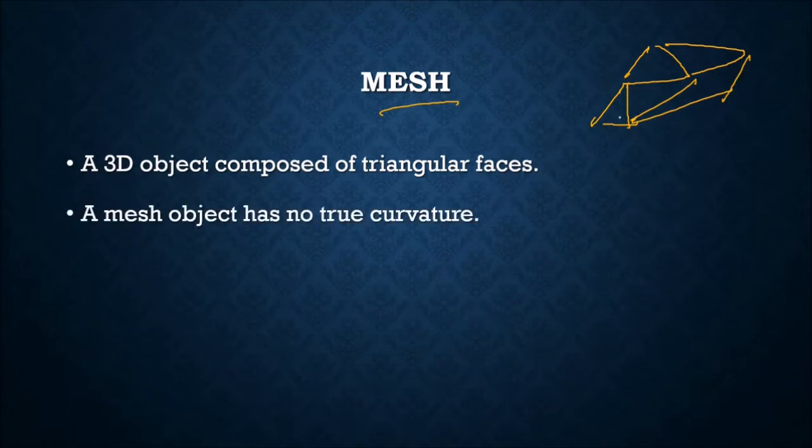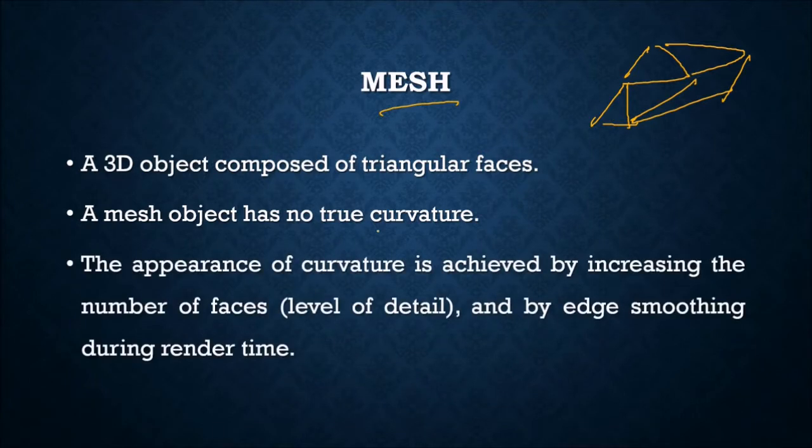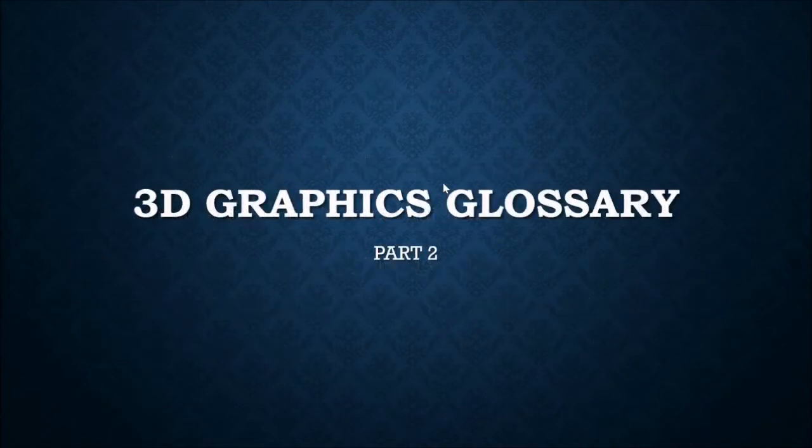The mesh object has no true curvature. The appearance of curvature is achieved by increasing the number of faces, that is the level of detail, and by edge smoothing during render runtime.